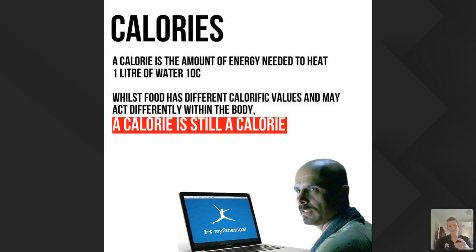So whilst food has different calorie values and may act differently within the body, a calorie is still a calorie. A calorie is just a unit of energy, the same way that a gram is a gram. Now, typically what people fall into with this is they say, well, if calories matter, then it doesn't matter what I eat, as long as calories are controlled.